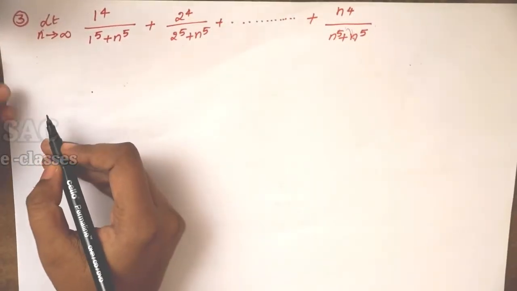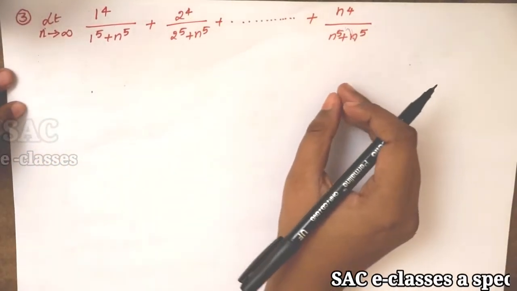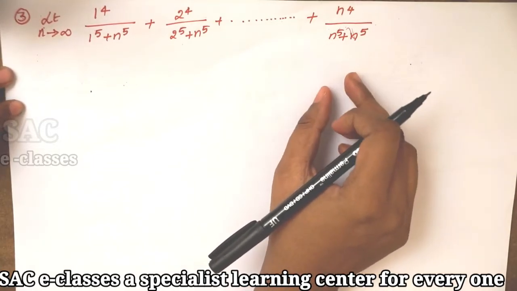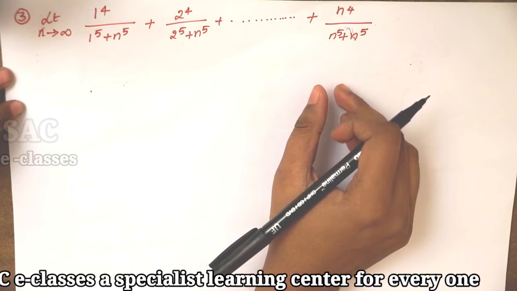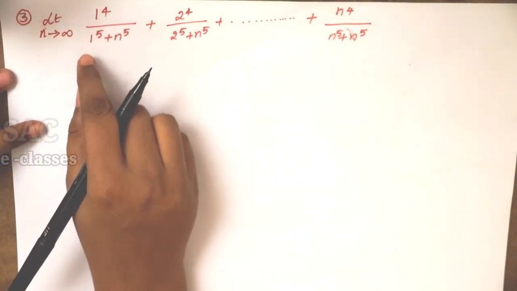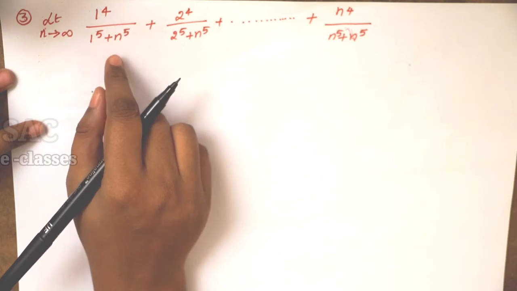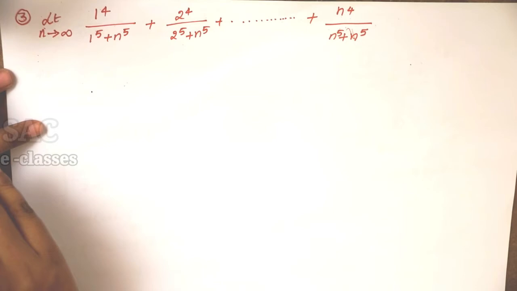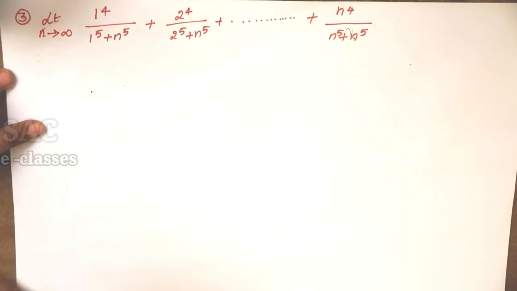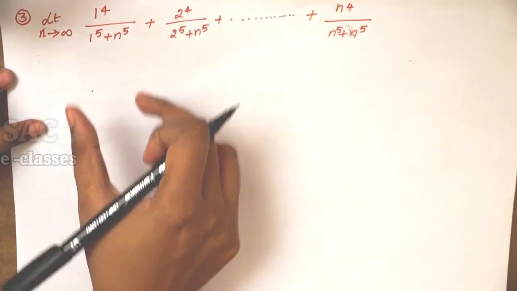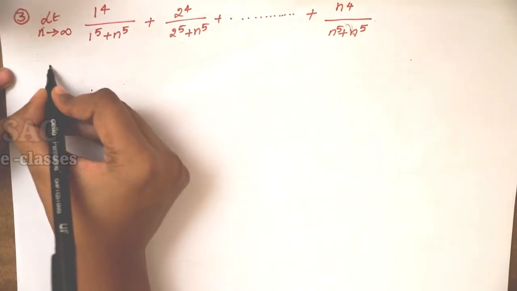See here, this is also one more very basic problem, but it helps you a lot in understanding this concept easily. Limit n tends to infinity, 1 power 4 by 1 power 5 plus n power 5, plus 2 power 4 by 2 power 5 plus n power 5. Here you should understand where the change is happening and which is the changing one. Do we need to write 1 by here or what are we supposed to write?